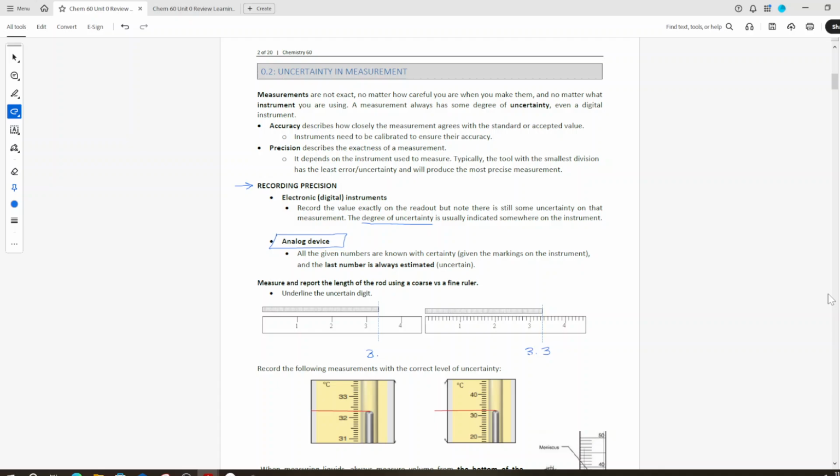And the way that we show this is that we say, okay, that was certain, but I'm going to go one more pass there because this measurement is definitely not 3. It's somewhere between 3 and 4. How far between 3 and 4? Well, let's see if we can figure it out. That would be approximately 3.5.